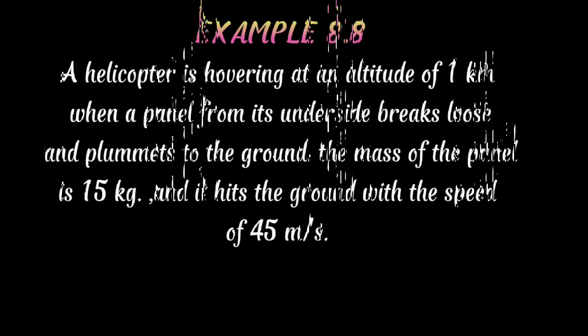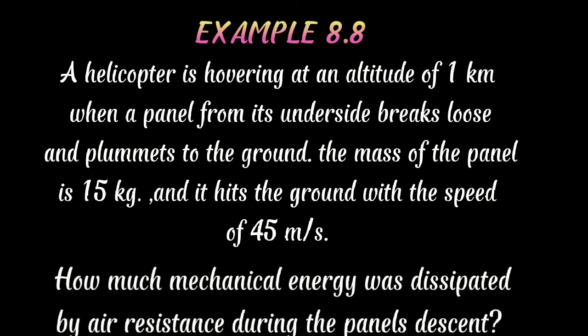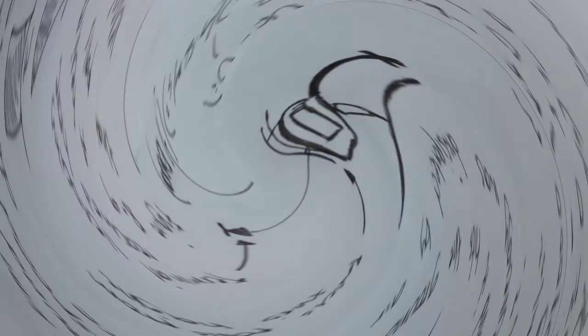Example 8.8, Air resistance in a falling object. A helicopter is hovering at an altitude of 1 kilometer when a panel from its underside breaks loose and plummets to the ground. The mass of the panel is 15 kilograms and it hits the ground with a speed of 45 meters per second. How much mechanical energy was dissipated by air resistance during the panel's descent?